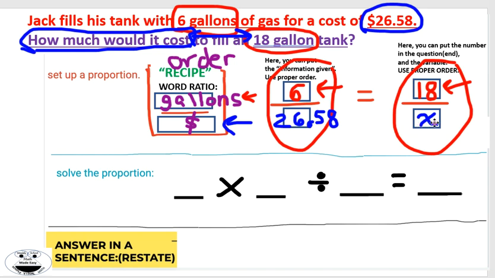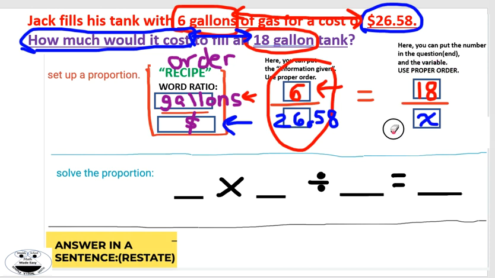So the X is not always going to be in the bottom. It's not always going to be over here, but you just follow the recipe, and you have to make sure to put the numbers together that go together. So we see here again that the 6 and the $26.58 go together. Order is important, and which numbers you put together in the same ratio is important. This is our ratio here, this is our ratio here, and these are equal. We set them up as a proportion. So now that we have our proportion set up, let me erase the bubbles around it. And now we're going to start solving. So the first step we did, we set up the proportion, and now we are going to start solving.